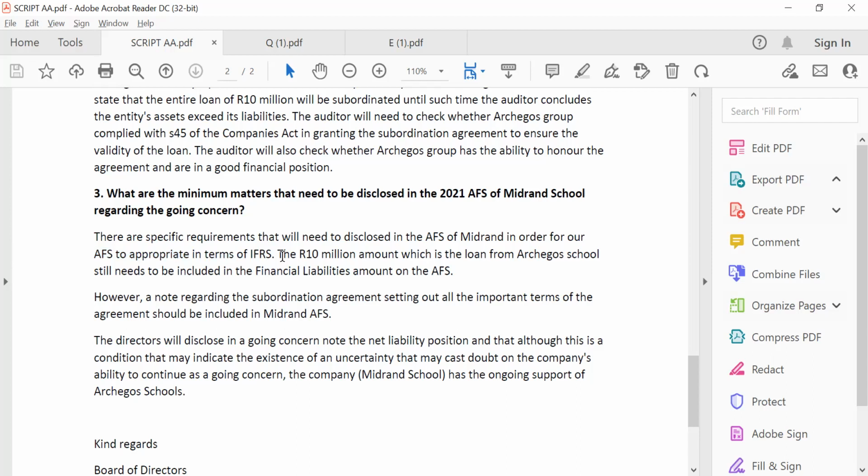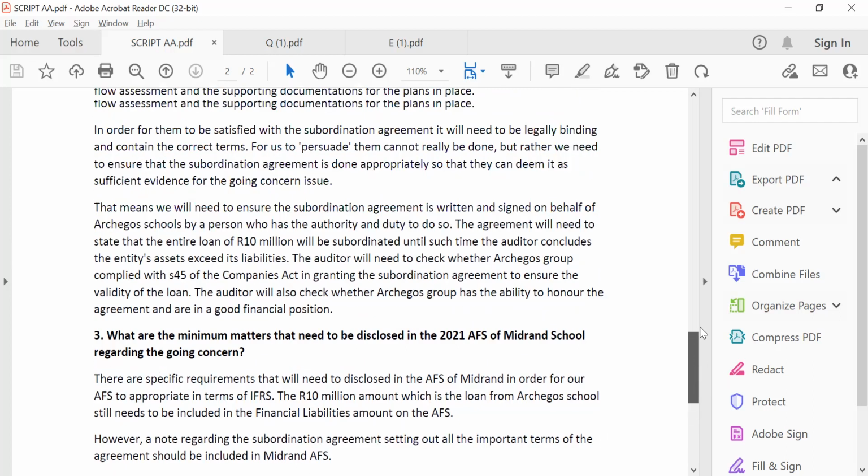Then the candidate also says the 10 million loan, which has been subordinated in the agreement, would need to be disclosed in the financial statements as an important aspect of the preparation of the FS. So one would need to give details regarding the subordination agreement. Then thirdly, they identify that in the going concern note, the net liability position would need to be disclosed together with any other conditions that might indicate existence of uncertainty that will cast doubt on the company's ability to continue as a going concern. So the candidate really shows understanding of what would need to be disclosed in the financial statements.